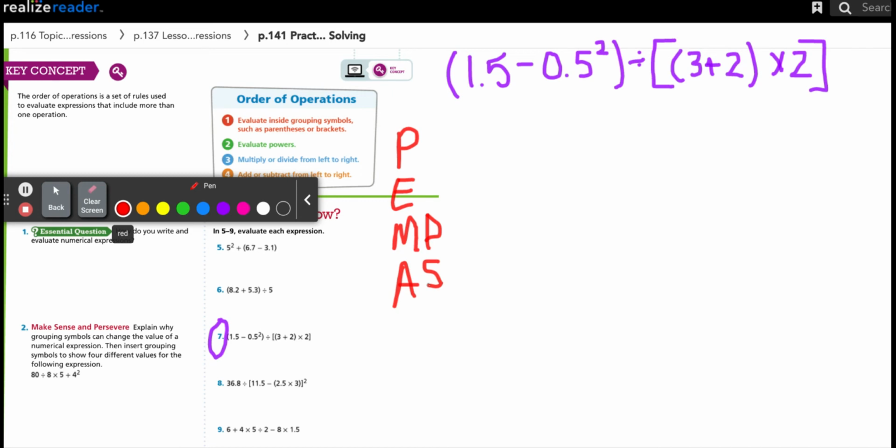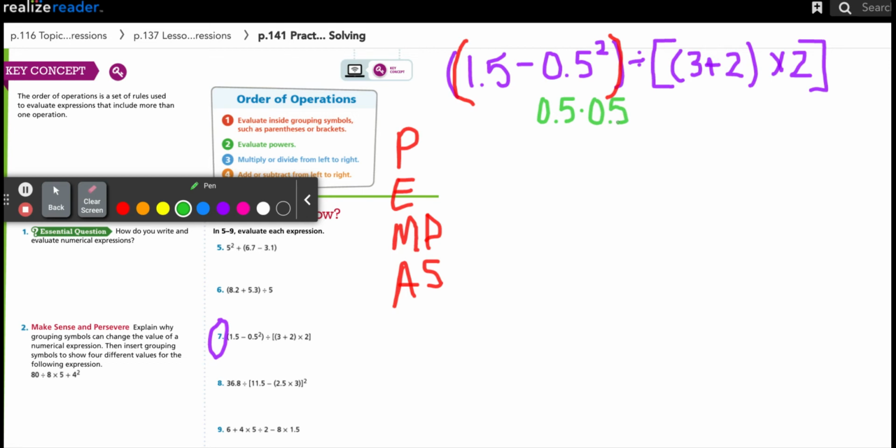Okay. First step, parentheses. We're going to be looking in the parentheses. So let's look within this first set of parentheses. I see subtraction, right? 1.5 minus 0.5. And then I see an exponent, squared. What do you think we should do first, subtraction or the exponent? Well, within the parentheses, we still have to follow that PEMDAS. So we're going to do the exponent first. We're going to say 0.5 to the second power. That means 0.5 times 0.5.